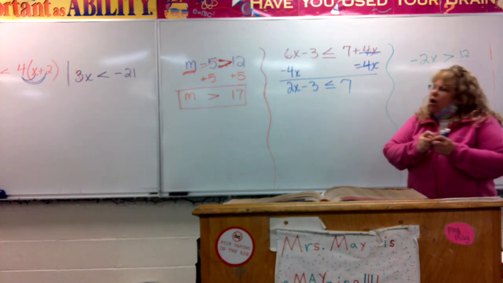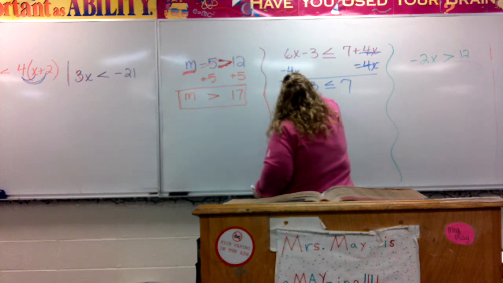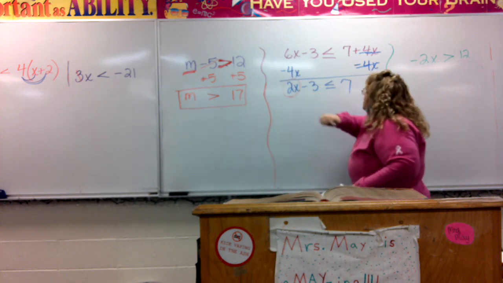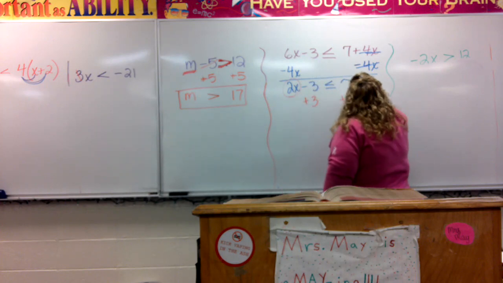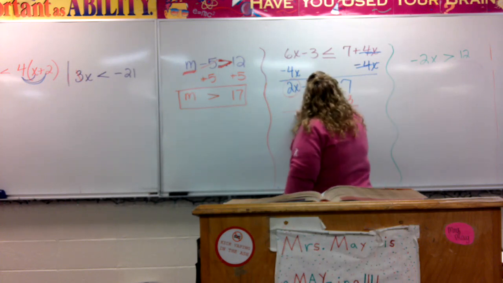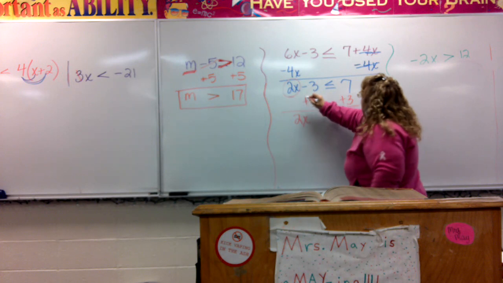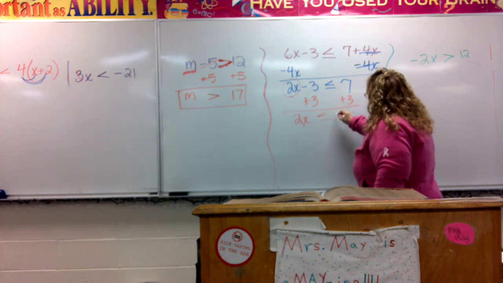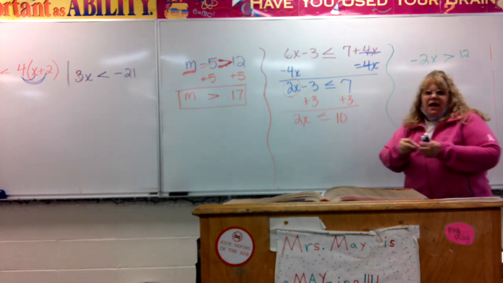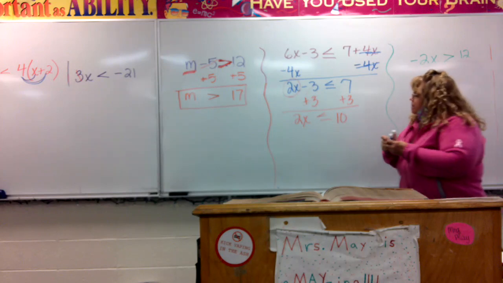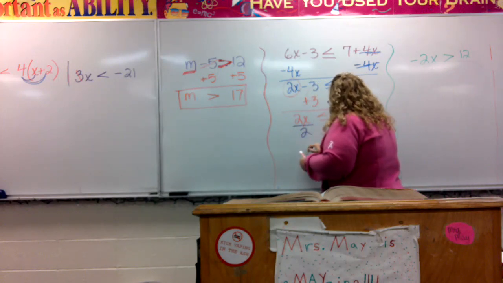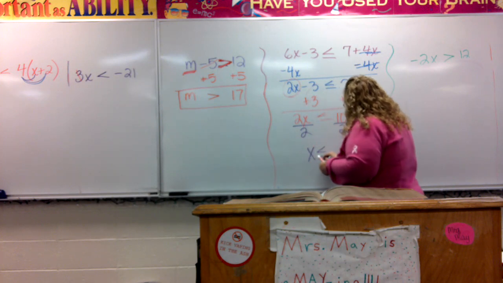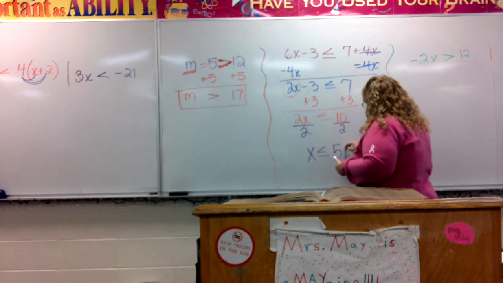Now, all the x's are together, so I have to get rid of what's with it. +3, plus 3, and I get 2x. That goes away. And a 10. What's my last step? Divide by 2. Divide by 2. So I get x is less than or equal to 5.